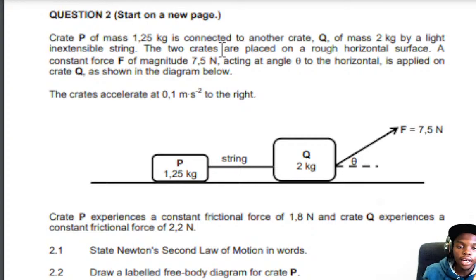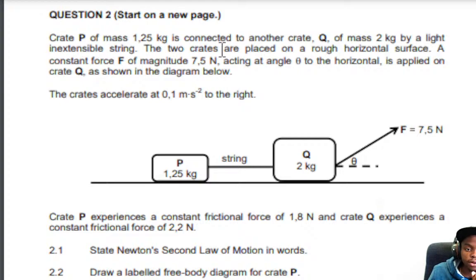So they didn't tell us anything about friction, but from reading that it's on a rough horizontal surface, you already know there's friction included. And then they say it was connected by a light inextensible string, so we know there's tension there. And then it says a constant force. In this case they didn't highlight the constant, but in most cases they write the word constant in capital letters.